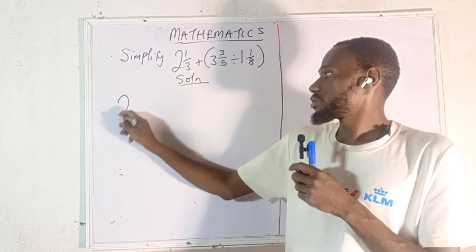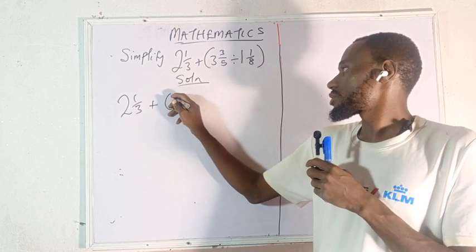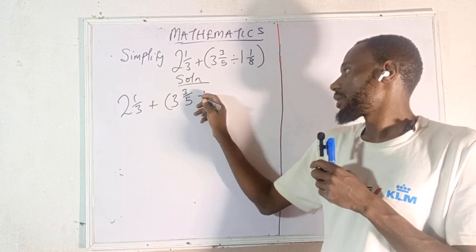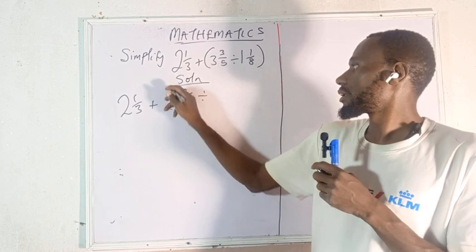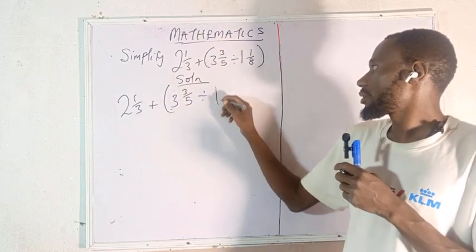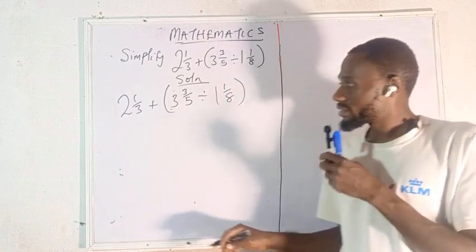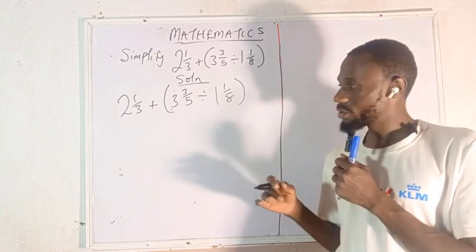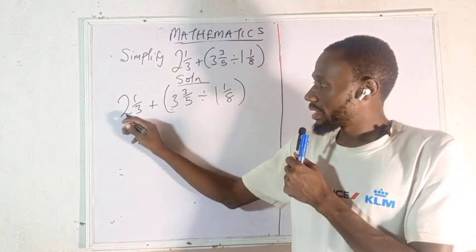We have 2 whole number 1/3 plus 3 whole number 3/5 divided by 1 whole number 1/8. In this case, we are going to clear the mixed fraction before we go to the next stage. Let's clear the mixed fraction.